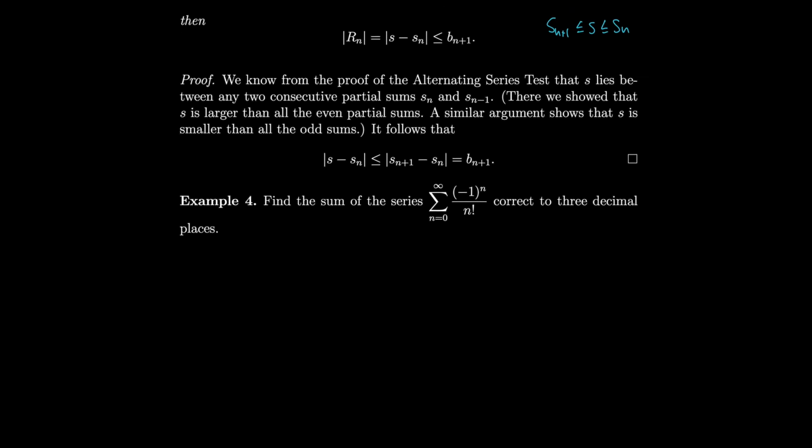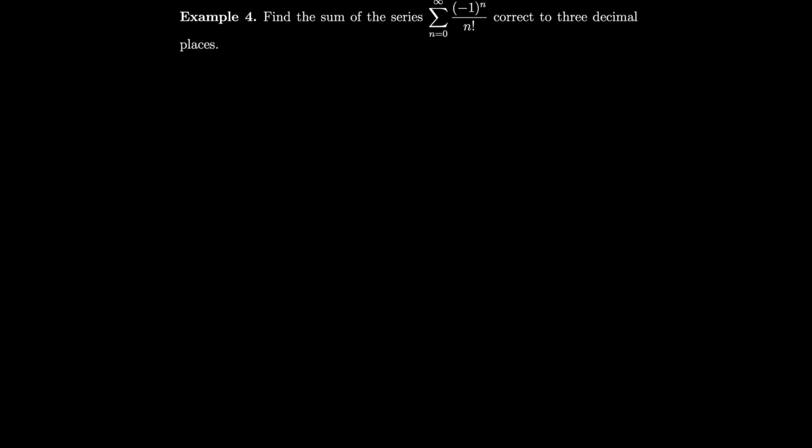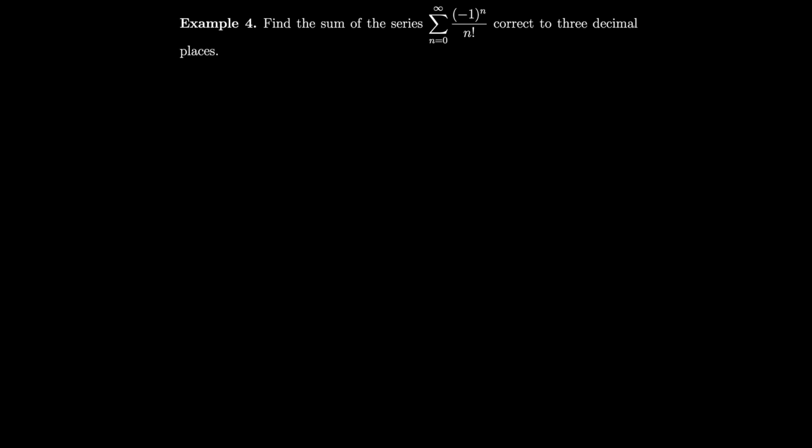So let's do an example of this. How about we find the sum of the series (-1)^n over n factorial, correct to 3 decimal places. So let's just do our alternating series test really quick. We've got 1 over (n plus 1) factorial. I want to show that that's smaller than 1 over n factorial.